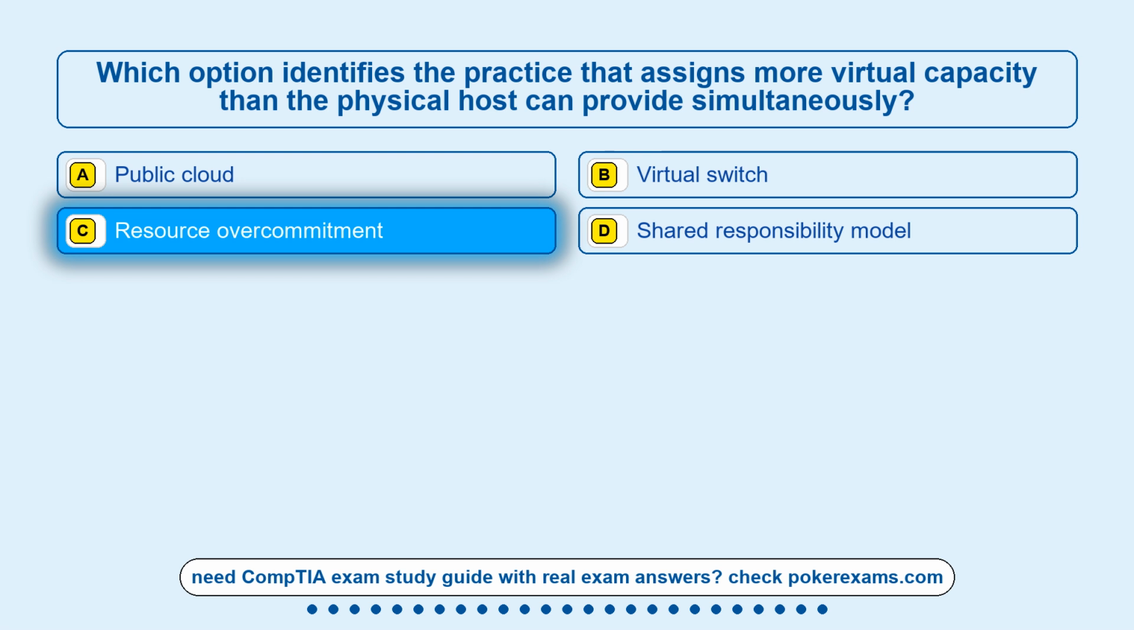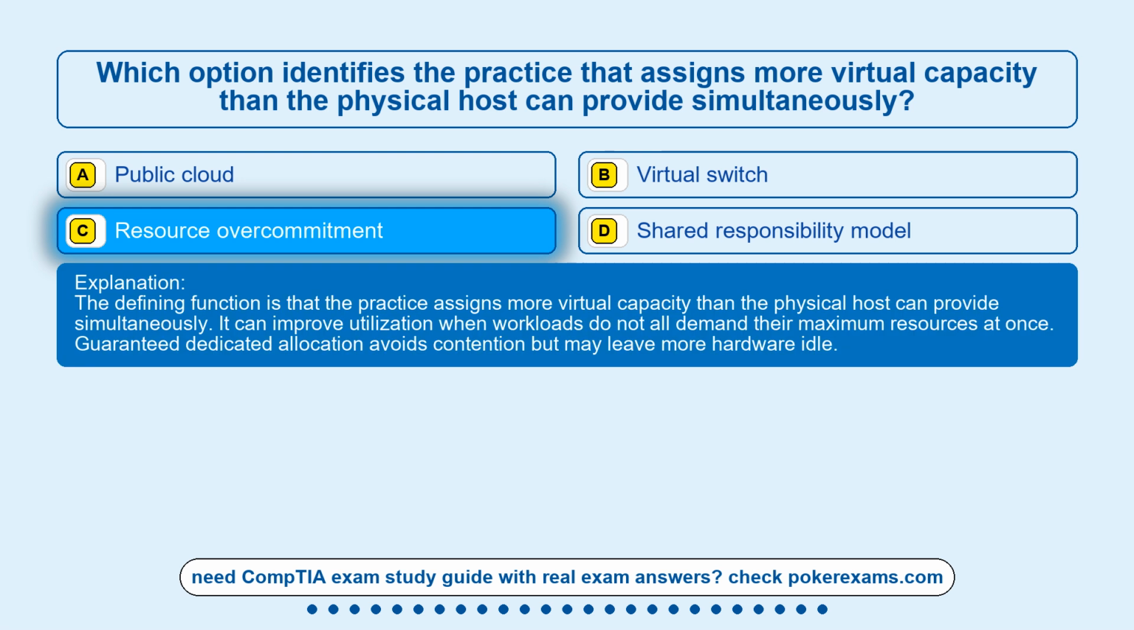Resource overcommitment. The defining function is that the practice assigns more virtual capacity than the physical host can provide simultaneously. It can improve utilization when workloads do not all demand their maximum resources at once. Guaranteed dedicated allocation avoids contention but may leave more hardware idle.